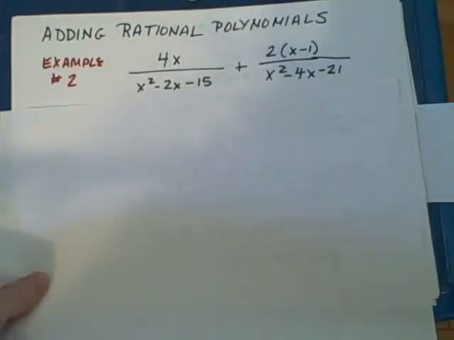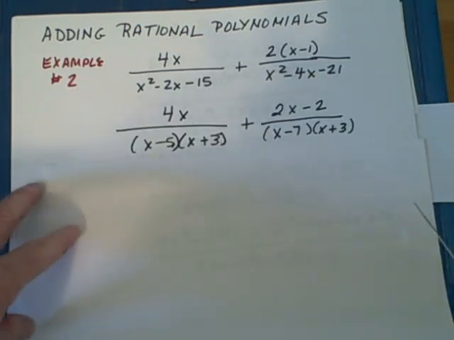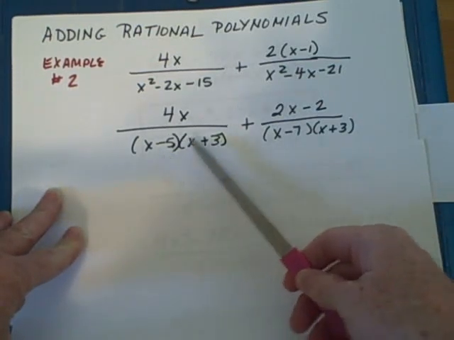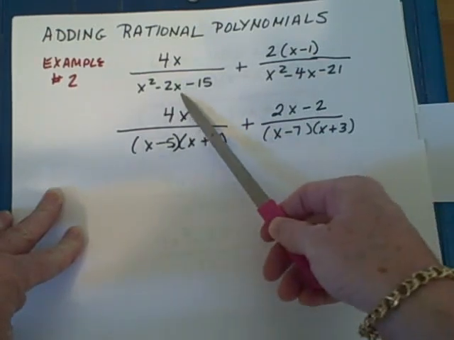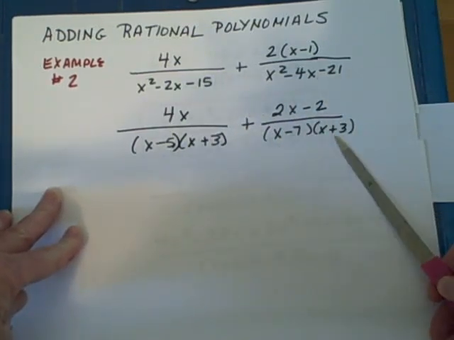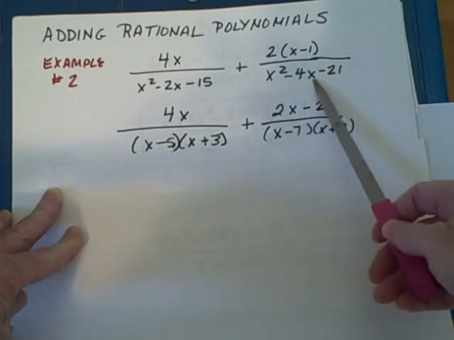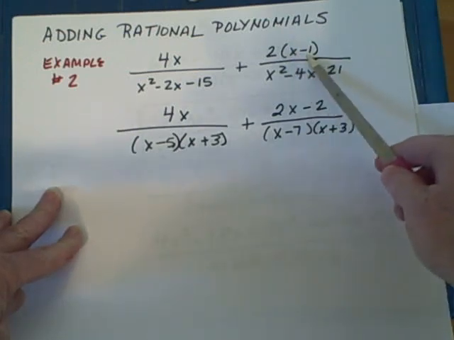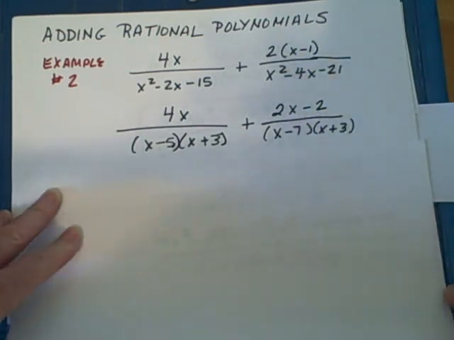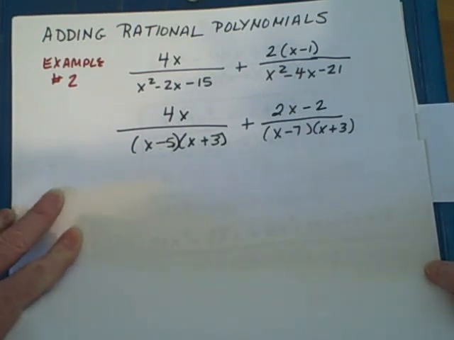Example 2 here is a little bit more complicated because the denominators need to be factored. We go ahead and factor them out. x minus 3 times x minus 5 times x plus 3 is this factored. x minus 7 times x plus 3 is that factored. And I factored in a 2 times x minus 1, which gives me 2x minus 2. That's going to help us in the next step where we have to multiply by the common denominator.